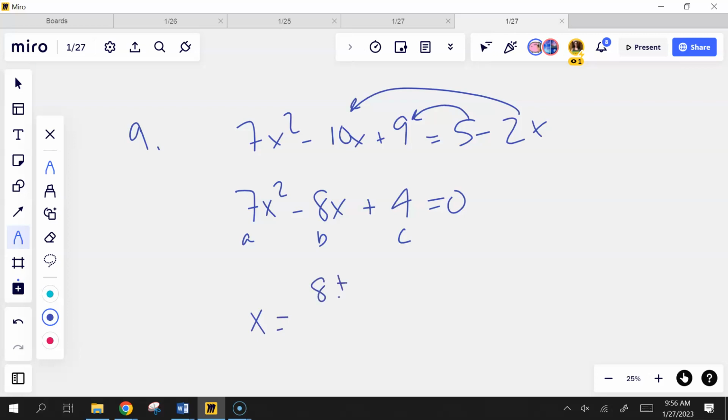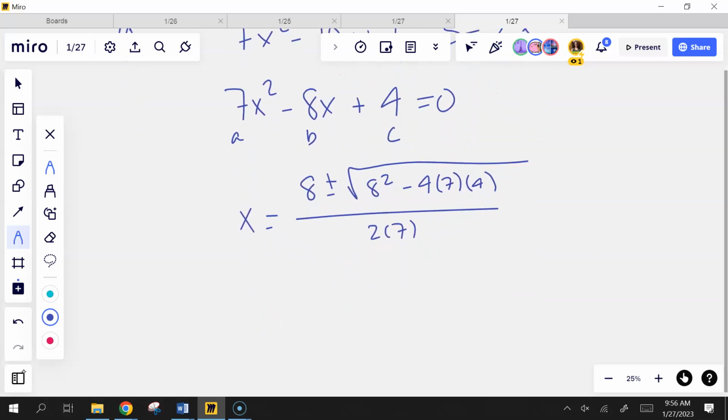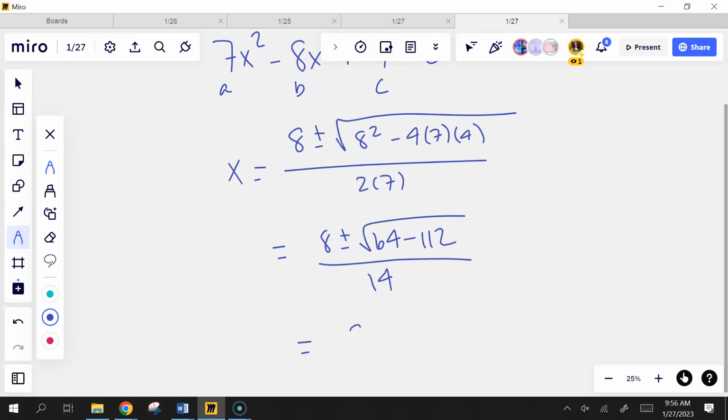So opposite B plus or minus the square root of B squared minus 4 times A times C, and everybody goes over 2A. A plus or minus the square root of 64 minus, I don't know what that comes out to be. Thank you. 112 over 14. And that was 64 minus 112. 28, 48.